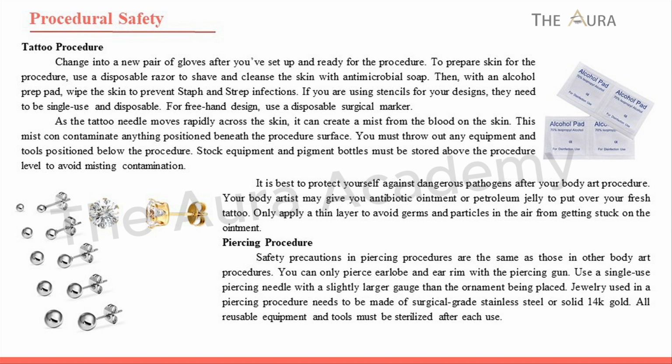Piercing procedure. Safety precautions in piercing procedures are the same as those in other body art procedures. You can only pierce the earlobe and ear rim with the piercing gun. Use a single-use piercing needle with a slightly larger gauge than the ornament being placed. Jewelry used in a piercing procedure needs to be made of surgical-grade stainless steel or solid 14K gold. All reusable equipment and tools must be sterilized after each use.